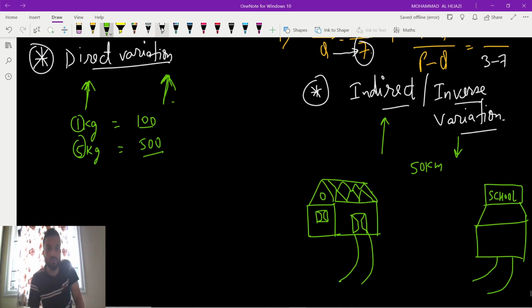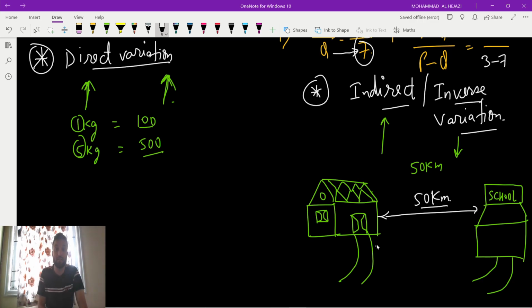So suppose you have to go from your house to the school and the distance is 50 kilometers. You are going by a bike, an R15, or otherwise you are going with a scooty.